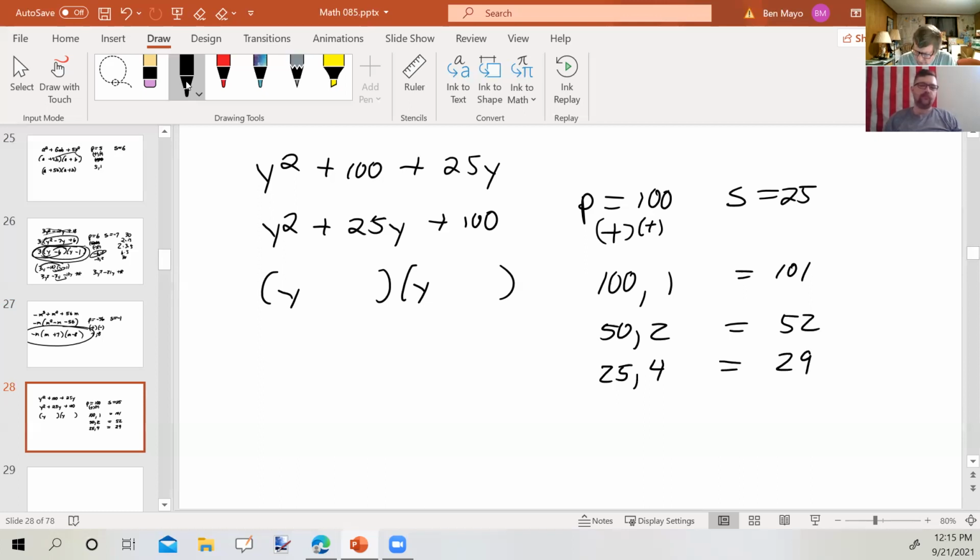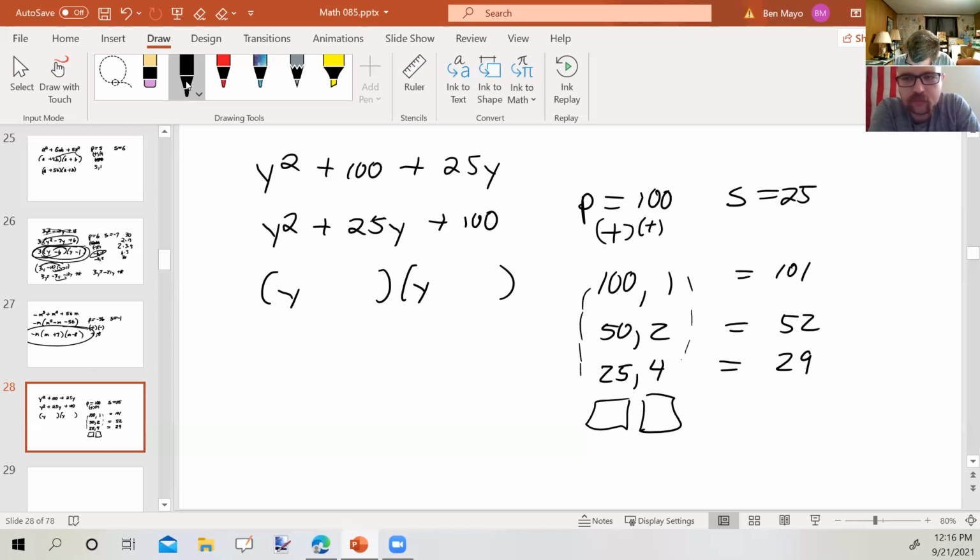I also know that I'm getting closer and closer to 25, aren't I? So this number is getting smaller, this number is getting larger, and I'm getting closer to 25. So it seems like I need a number here, put a little box there, that's smaller than 25, and a number over here that's larger than 4. Okay?